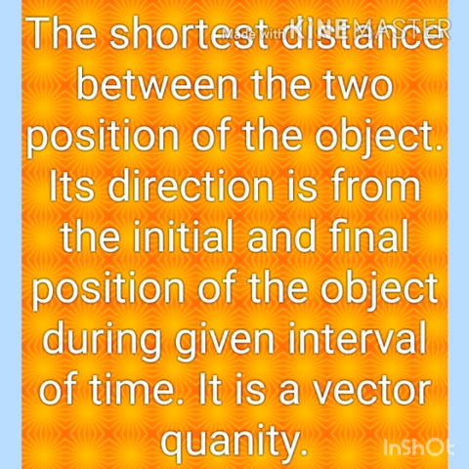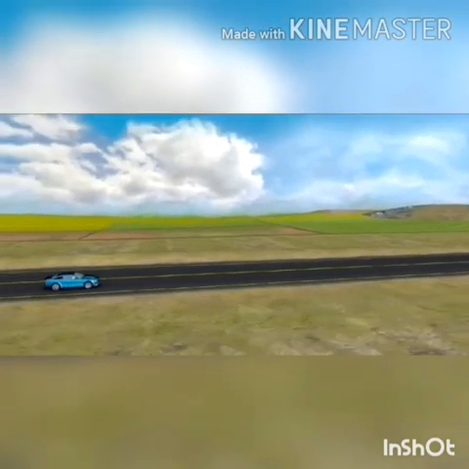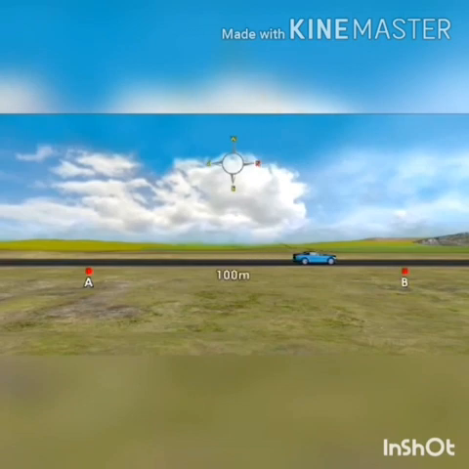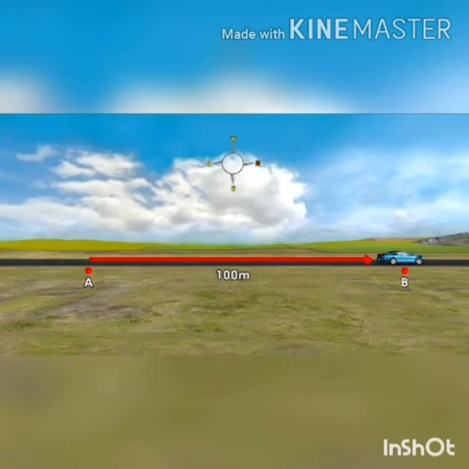The next one, example of displacement. Let us consider a car moving in a straight line from point A in a northward direction towards point B, which is 100 meters away. When the car reaches point B, it has changed position from A to B. In this case, the displacement is 100 meters. The displacement is a vector quantity, so we should also give the direction of displacement. The displacement of the car is 100 meters in the north direction.